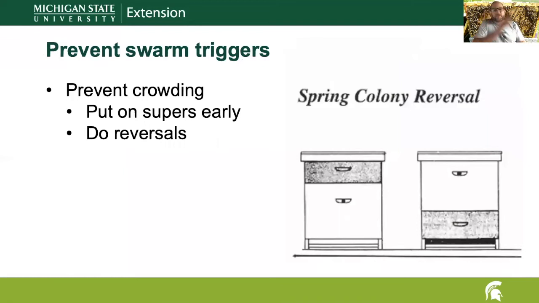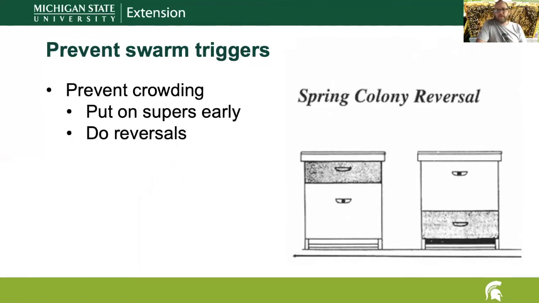All right, so I'm going to share with you a couple of techniques to basically prevent swarm triggers. The first one is to prevent crowding. It's the easiest one by far. You start early in the season with trying to mitigate crowding. You can generally do this two ways. One, you can put supers on early.